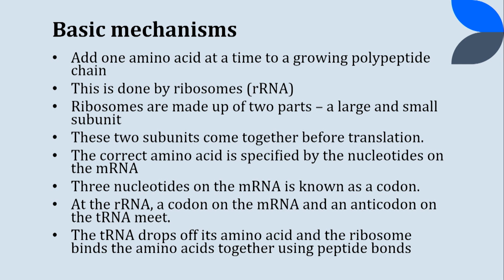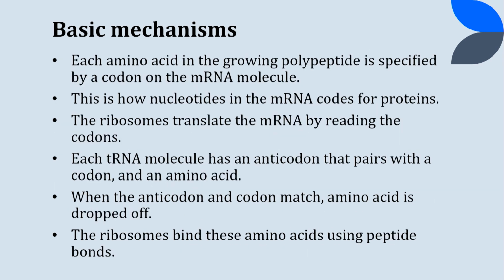Okay, I know that's a lot, it's like alphabet soup, right? It's a lot of abbreviation. What's going on here is that a codon and an anticodon, if they're complementary, are going to match up. At that point, the tRNA drops off its amino acid, and the ribosome binds the amino acids together using those peptide bonds. So let's look at another picture of this whole process in just a second, and I think it'll clear it up a little bit.